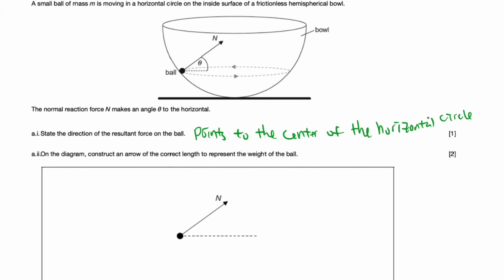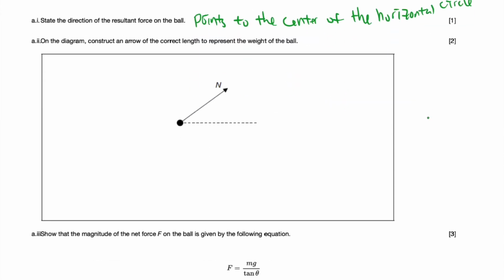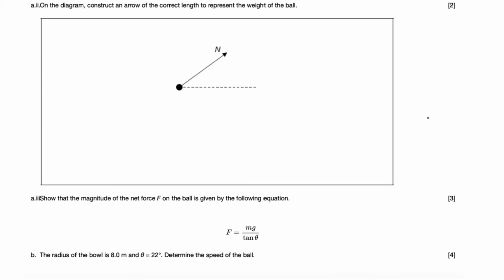On the diagram, construct an arrow of the correct length to represent the weight of the ball. So we know weight is vertically downward. So gravity will also point downward, right? So this problem is very straightforward. And then we know the normal force can be separated into two components. One is gravity and one is the centripetal force. So just make sure the lengths of the gravity arrows are similar.